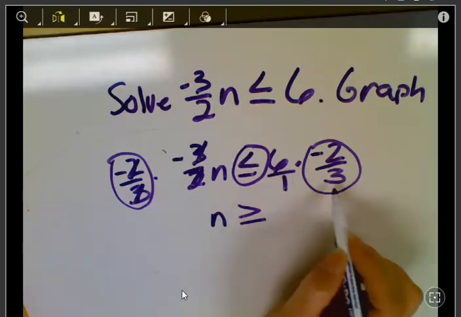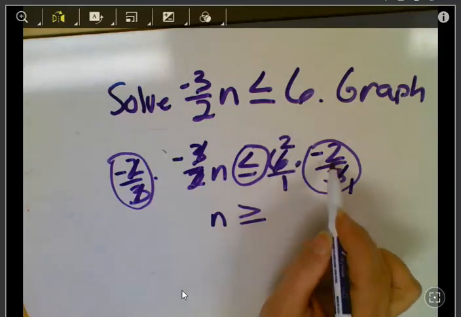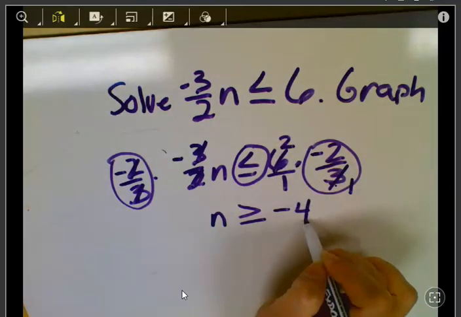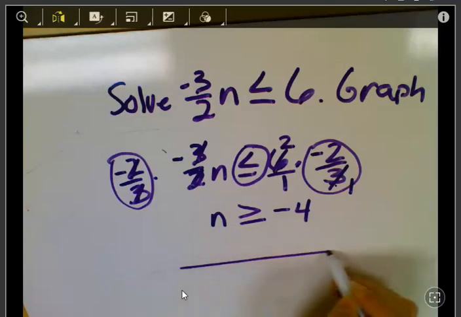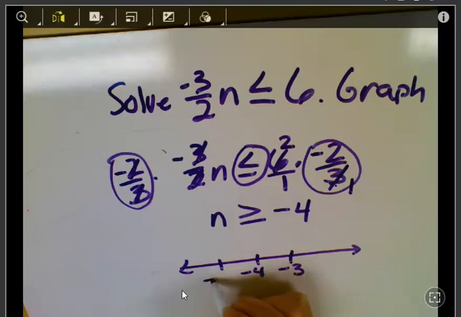So then I can see I can reduce early here, divide by 3 and get 1, divide by 3 and get 2. So 2 times a negative 2 is a negative 4. Then to graph this, I would put my negative 4 in the middle. 1 to the right would be negative 3. 1 to the left would be negative 5. Closed circle because of the equal, and greater than, so to the right.